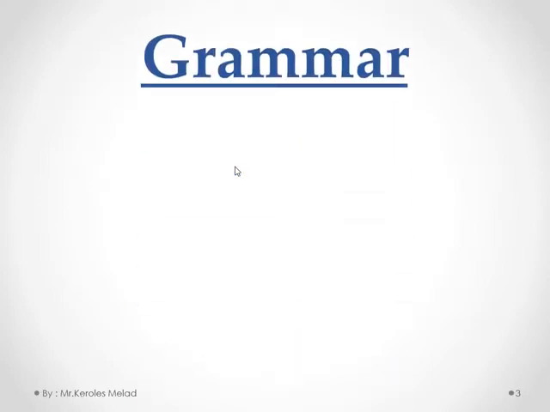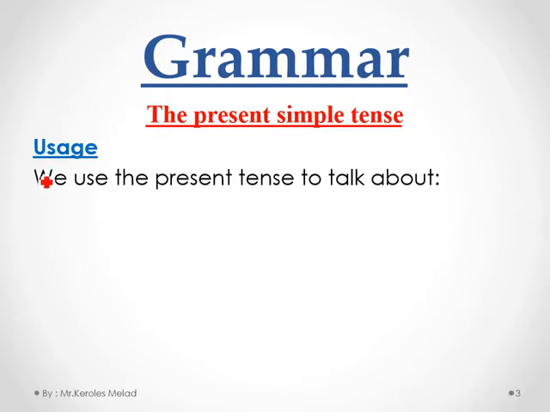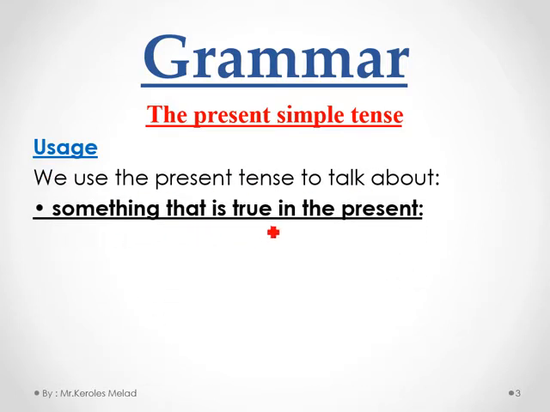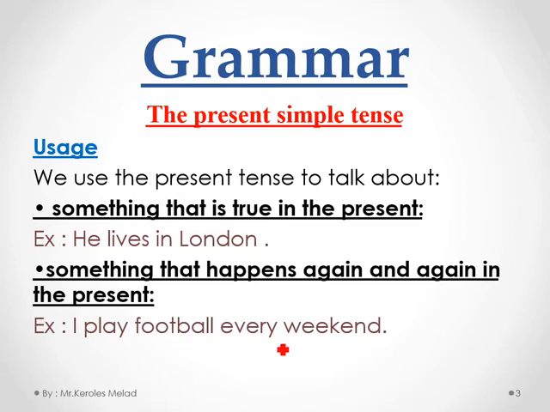In this record we will talk about the present simple tense in Unit 1. Usage. We use the present simple tense to talk about number 1, something that's true in the present. For example, he lives in London. Number 2, something that happens again and again in the present. I play football every weekend.